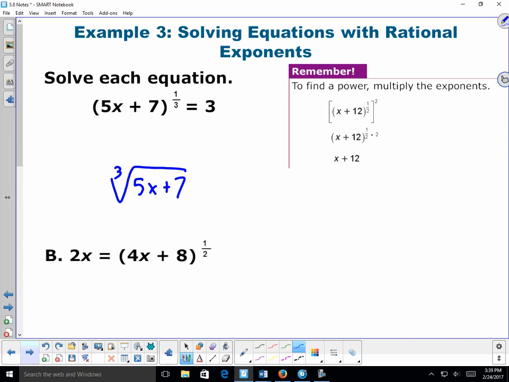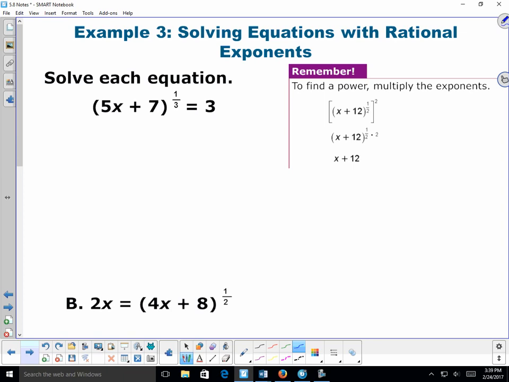All right? Oopsie. So we're going to raise both sides of this equation to the 3rd power. We're not multiplying by 3. We're raising both sides to the 3rd power. But when we raise a power to a power like this, we're really multiplying. And that's what we're seeing here in this little example. If you want to do x plus 12 to the 1/2 raised to the 2nd, that's the same as x plus 12 times 1/2 times 2. And then 1/2 times 2 is just 1, so we just get x plus 12.